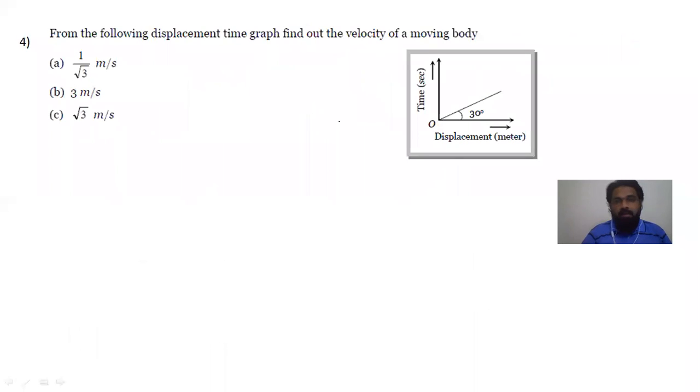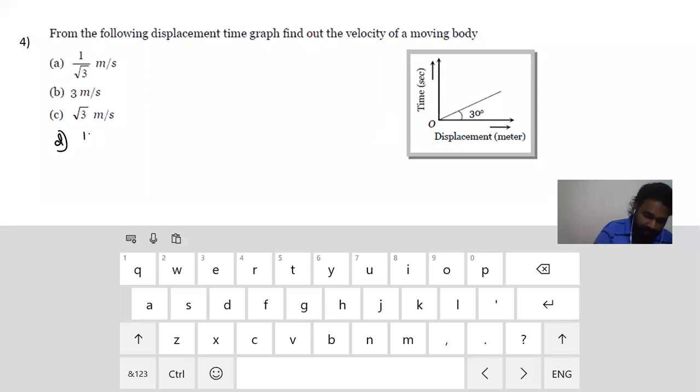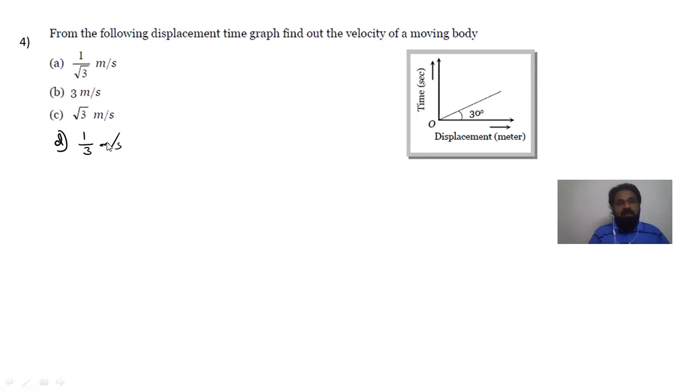Now this is the next problem. From the following displacement time graph, find out the velocity of the moving body. Please answer this one. I'll wait for your answers. The fourth option also, 1 by 3 meter per second, you can take. Just comment your answers.